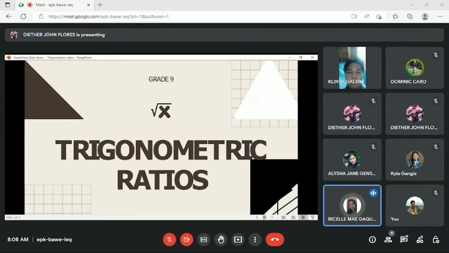The sum of the lengths of any two sides of a triangle is greater than the length of the third side. Similarly, the difference between the lengths of any two sides of a triangle is less than the length of the third side, sir. Yes, very good, Rice. And the shortest side is always opposite the smallest interior angle. Please remember that. And similarly, the longest side is always opposite the largest interior angle. You appear to be prepared for today's discussion.